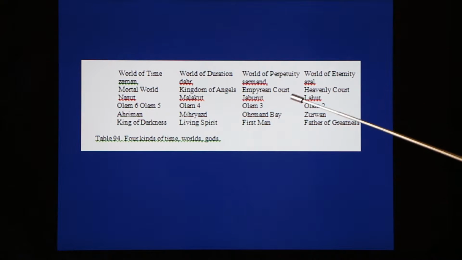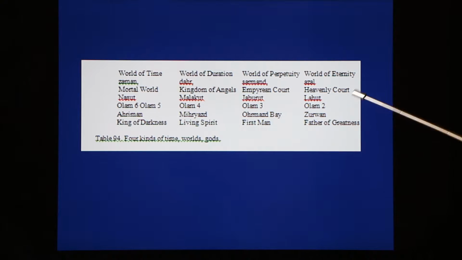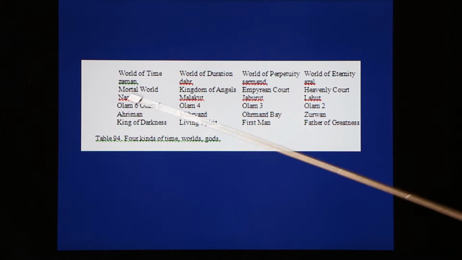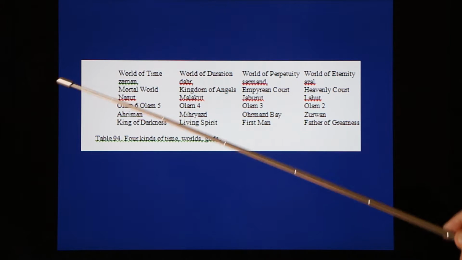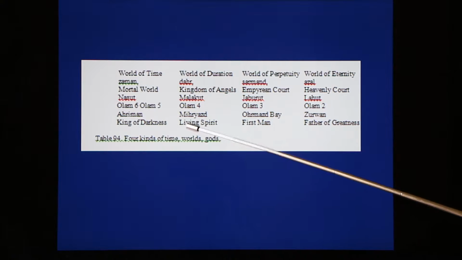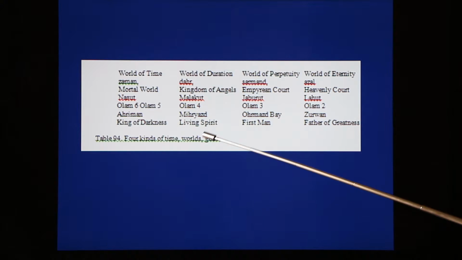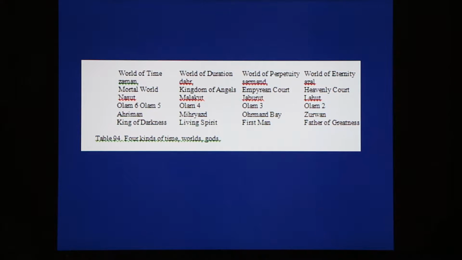A heavenly court, an Empyrean court, a kingdom of angels, and a mortal world. Lahut, Yaburut, Malakut, Nazut, or Olam 2, 3, 4, 5, and 6. And corresponding gods, the father of greatness is Zurvan. The next one is the first man, Ormazd Bai. Then the living spirit, Miryazd. And then finally the king of darkness, Ahriman.